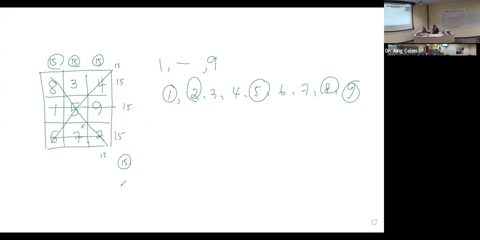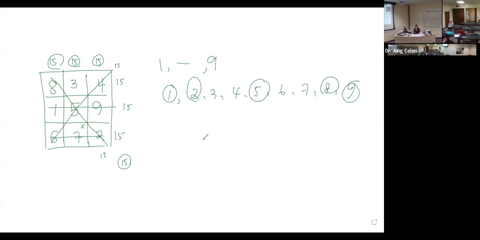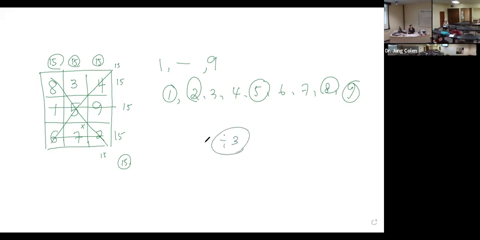Is there anybody who had a different strategy to solve it? I added up all of the numbers and then got 45 and divided it by 3. And then from there I found... Why did you divide it by 3? Because there's 3 rows. That's a really good strategy too, don't you think?